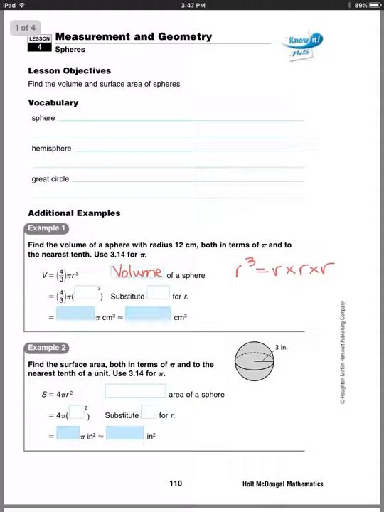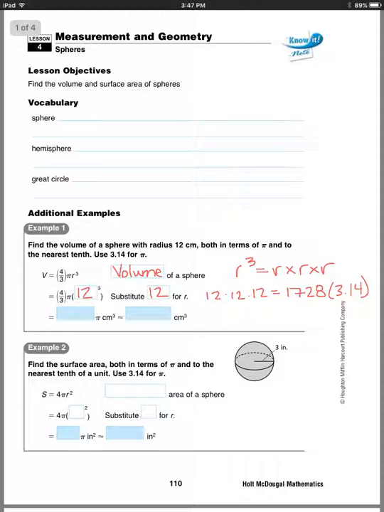Find the volume of the sphere with a radius of 12 in terms of pi. So, they already brought down the 4/3 times pi. We're going to bring down the 12 cubed. So we substitute 12 for r. So what this says is, we're going to do 12 times 12 times 12. And when we do 12 times 12 times 12, we get 1,728. Then we are going to multiply that by 3.14.